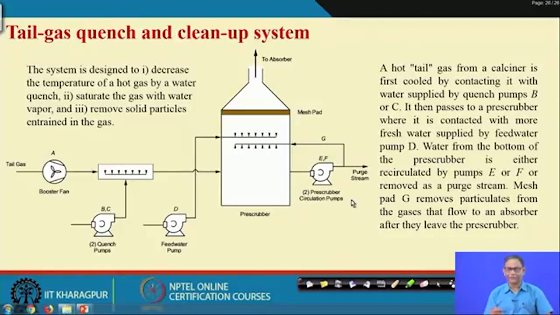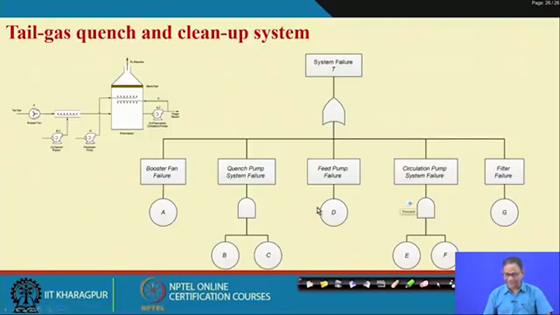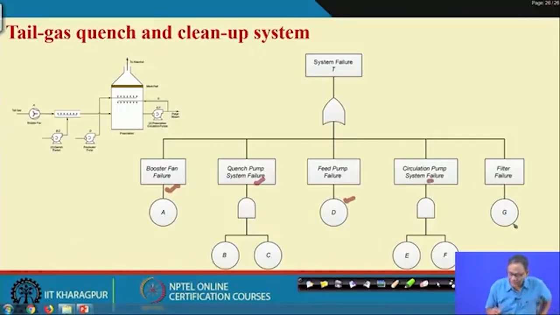Whatever I told verbally or in description, that is what we have written in the fault tree. You just see system failure, this T, booster fan failure, quench pump failure. If both the quench pumps do not work, then quench pump failure, feed pump failure. If both the circulation pumps do not work, then this failure, filter failure, that is mesh pad failure. So, if these things happen, only then the top event will occur.